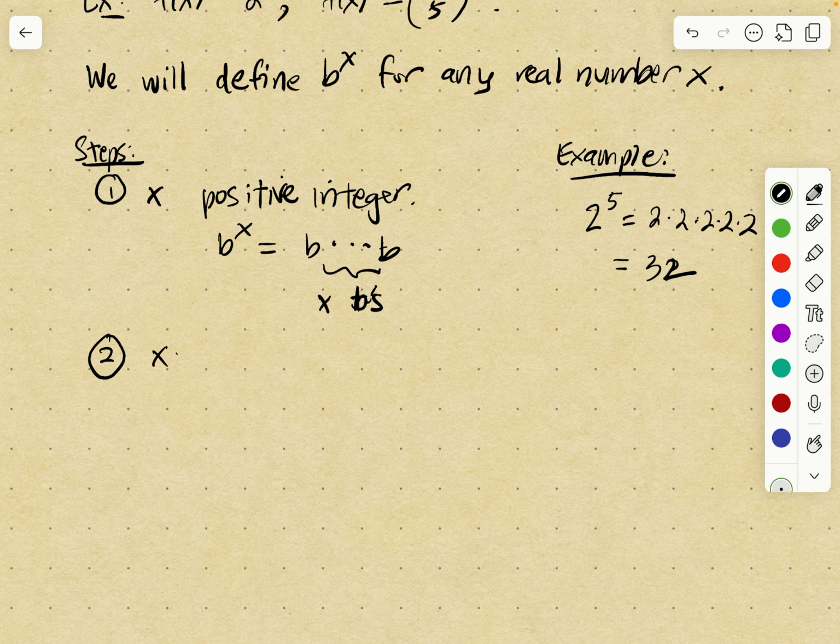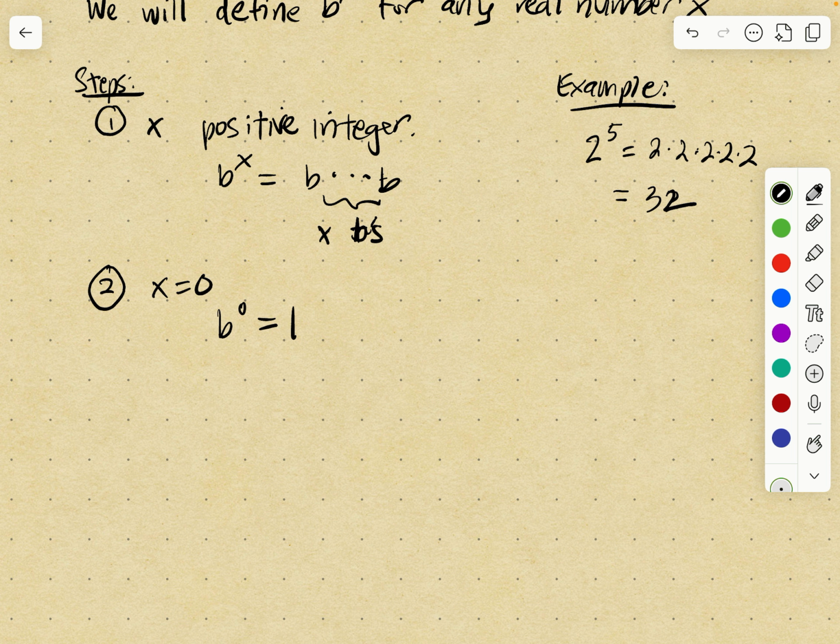Now what if x is 0? Then we define b to the 0 to be 1. Okay, so this is a definition, we define b to the 0 power to be 1. Well, why do we define it like this? Because when we define b to the x for a positive integer, we have two properties.